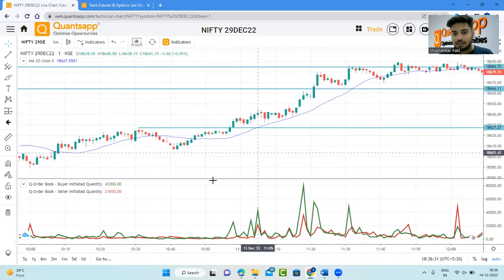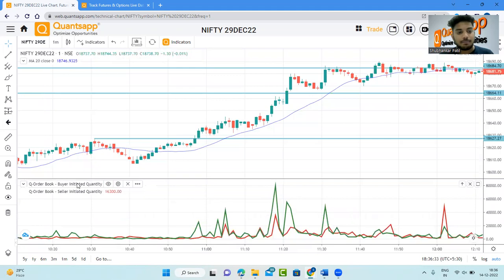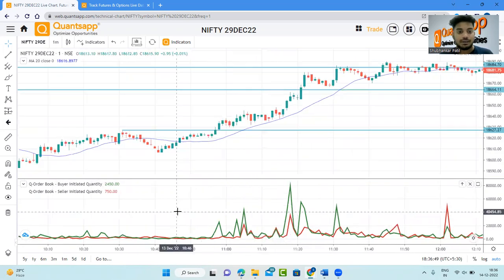So let's say this is our order book data. I have plotted two indicators, buyer initiated quantity and the seller initiated quantity. I'm pretty sure a lot of you might be aware of it. It shows you how much quantity buyers bought aggressively on the ask, and the seller initiated quantity shows you how much quantity sellers sold aggressively on the bid, right?